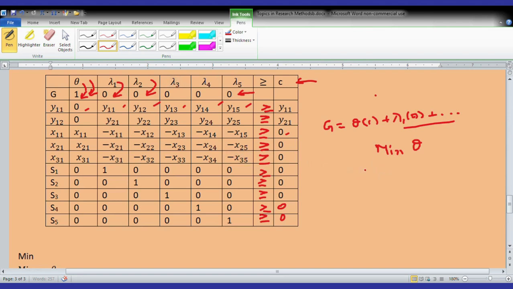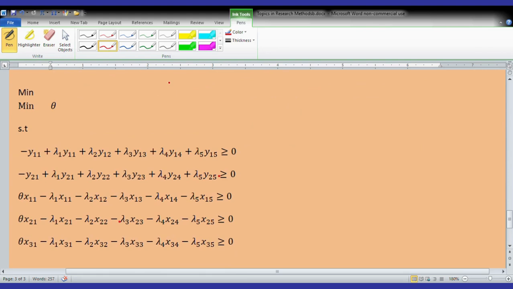Then we start writing the constraints. So the first constraint that we want to write down is theta multiplied by 0, lambda 1 multiplied by y11, lambda 2 multiplied by y12, lambda 3 multiplied by y13. And so this is what I have done here.